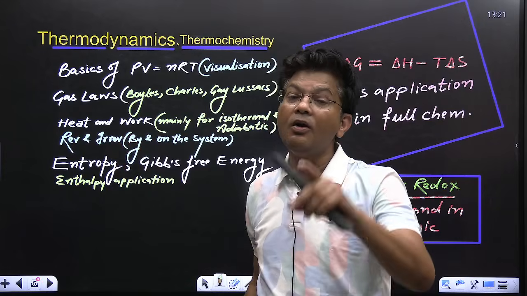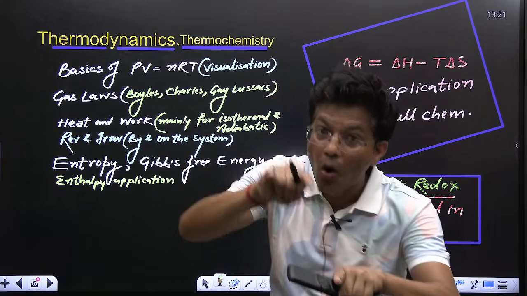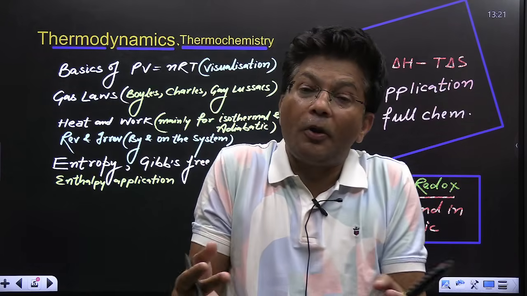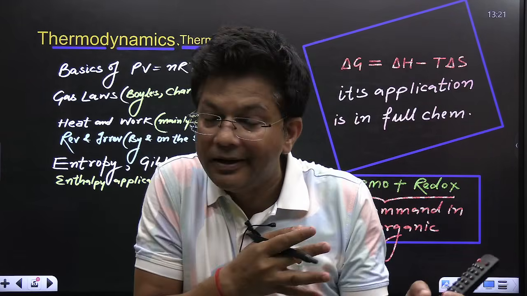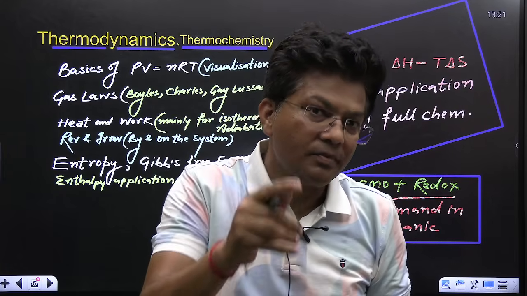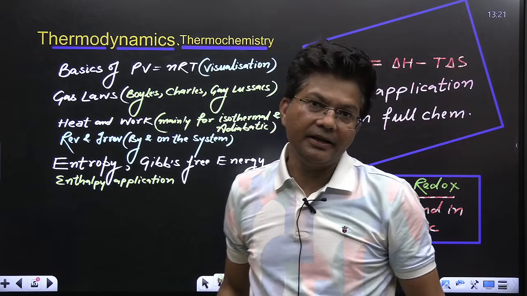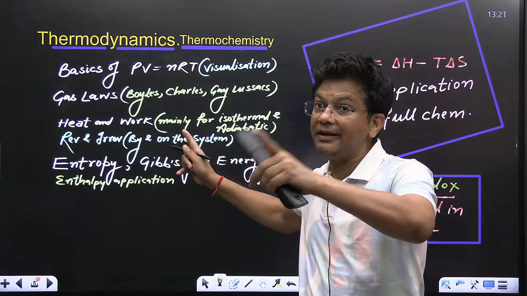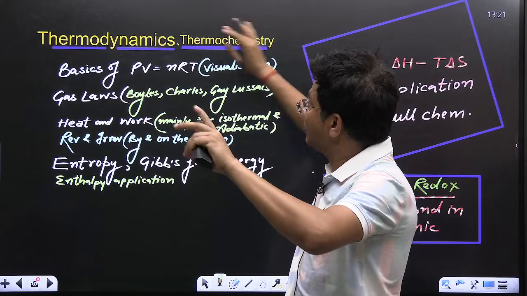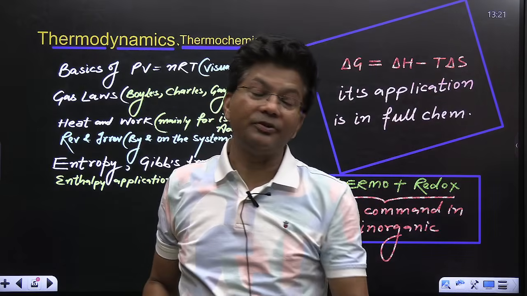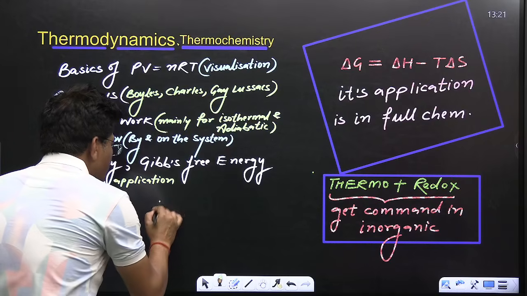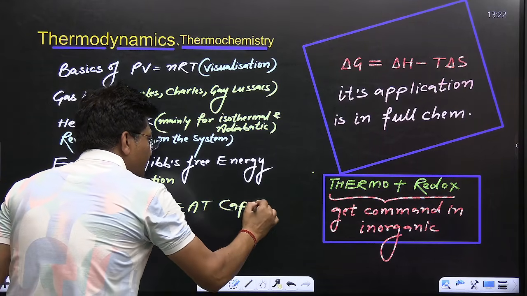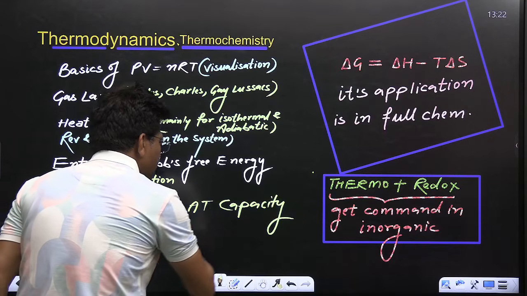You have to focus on work done by the system, work done on the system, reversibly and irreversibly, their comparison, and in which process maximum work is done, and their increasing or decreasing order of work done, mainly for isothermal and adiabatic. And once you deal with that, heat capacity will come automatically. Heat capacity is part of it. So if I talk about the whole chapter, heat capacity should be there in your brain. You can't do anything without heat capacity. That is the main part of this chapter, heat capacity.